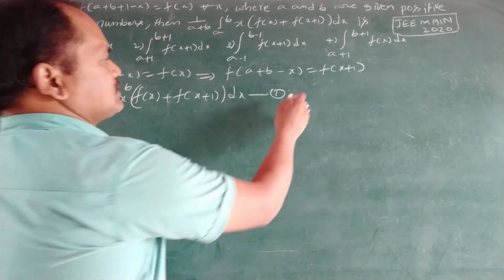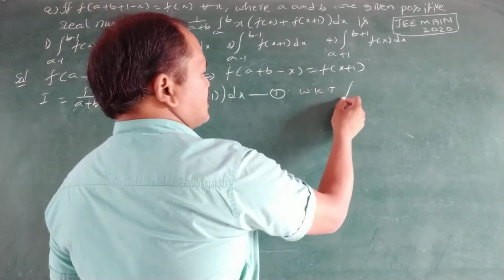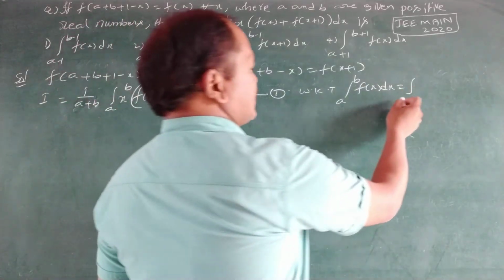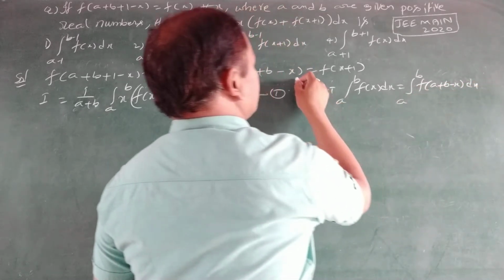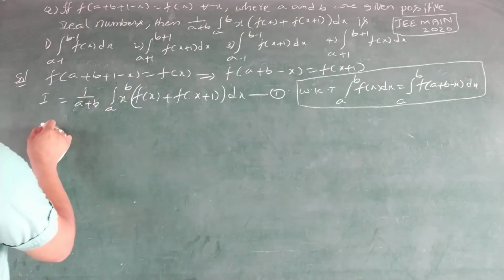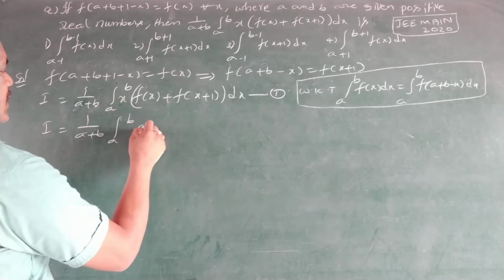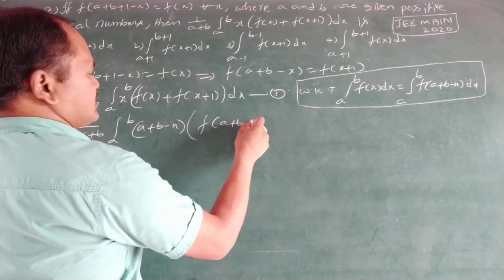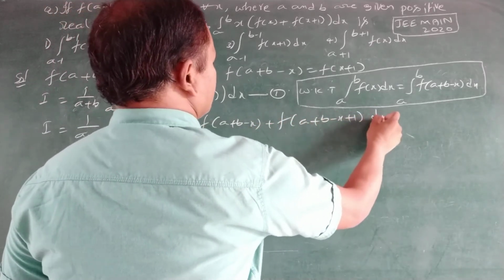Now we know one formula from definite integrals: integral from a to b of f(x) dx is equal to integral from a to b of f(a + b - x) dx. Are you clear? Now from this we write 1/(a + b) integral from a to b, and in place of x we write a + b - x, so it is (a + b - x)(f(a + b - x) + f(a + b - x + 1)) dx.